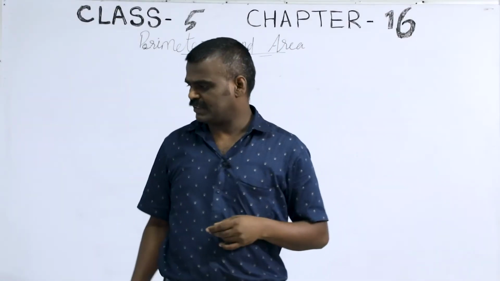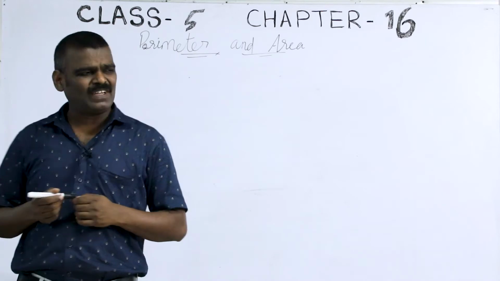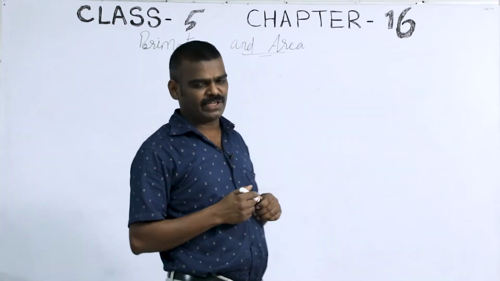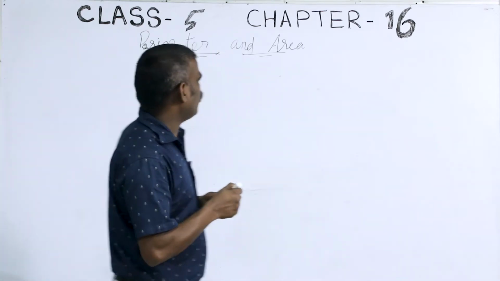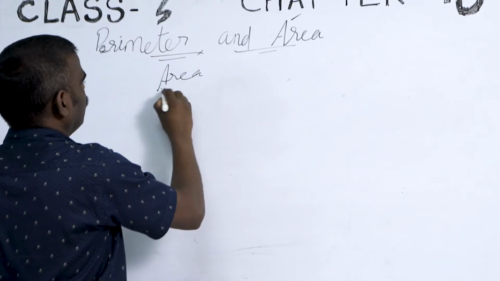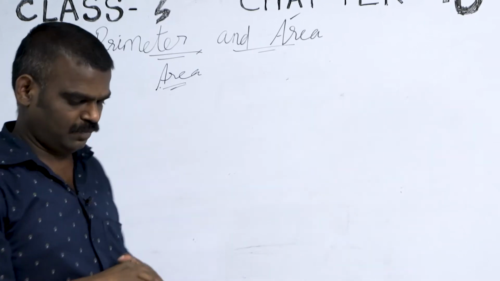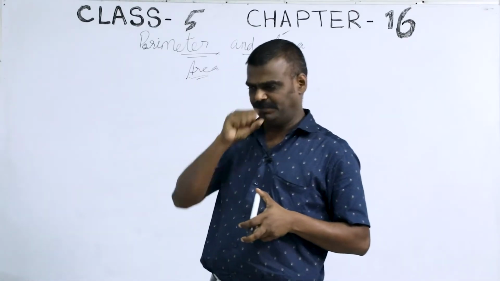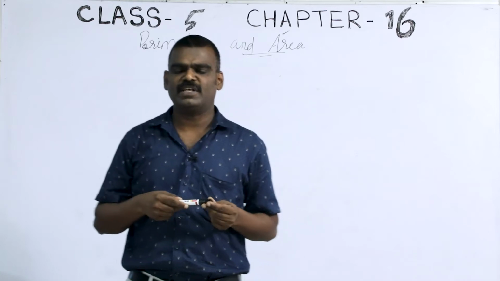Welcome back to our second period. In the first period we learned about the perimeter, right? For this second period we are going to learn about area. What is area? What is the meaning and definition of area?